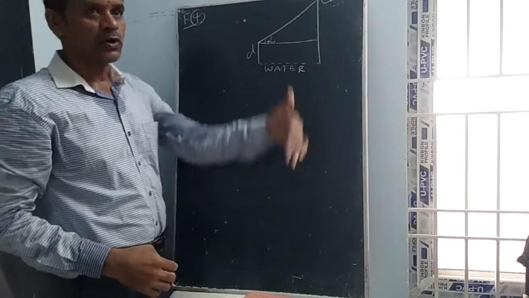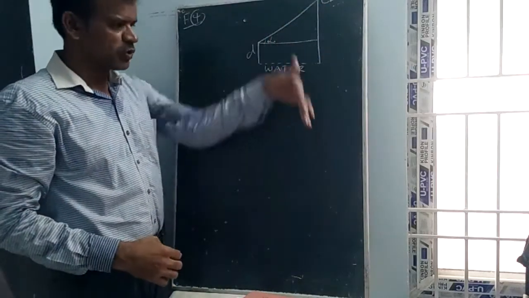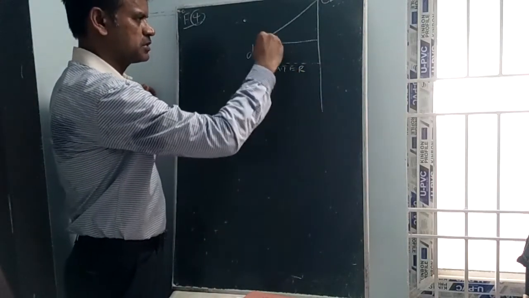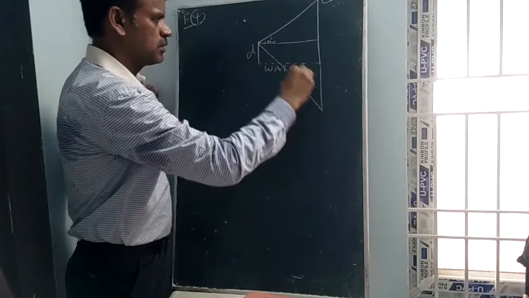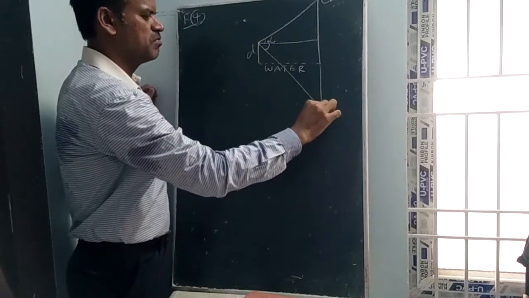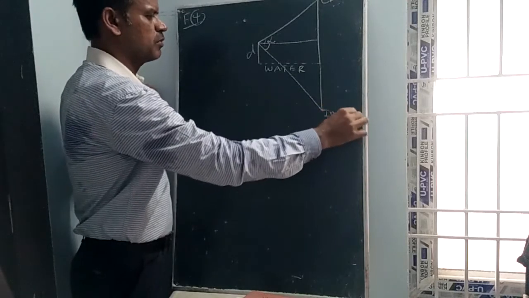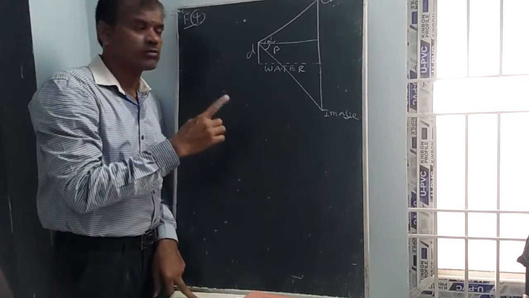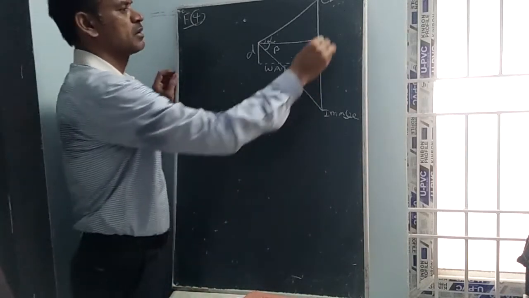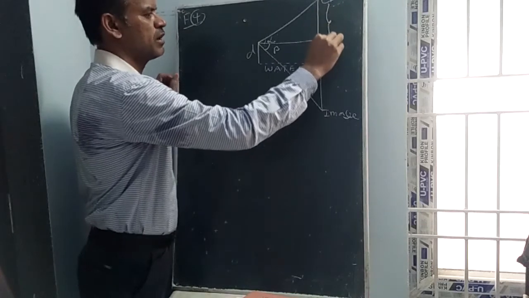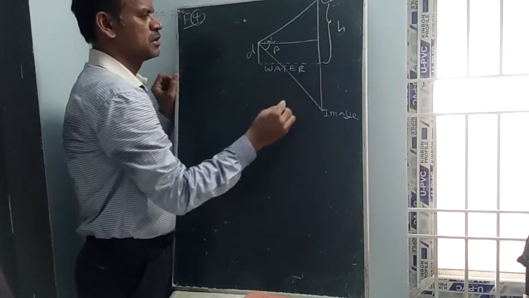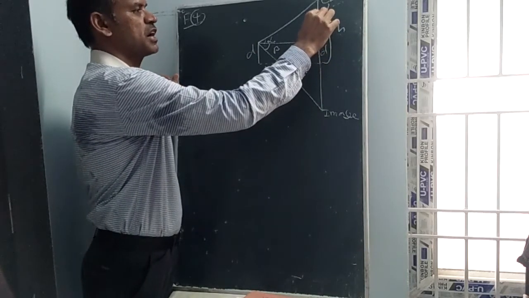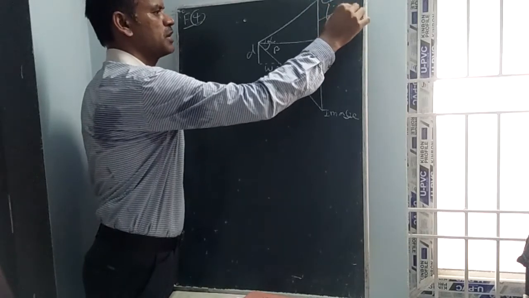And the image of the cloud he observed in the water, under the water. Draw like this. In water, the image of the cloud. This is beta. Then what is the height of the cloud from the level of water? Height of cloud from the level of water is h. Now this is d, so you can write this as h minus d.